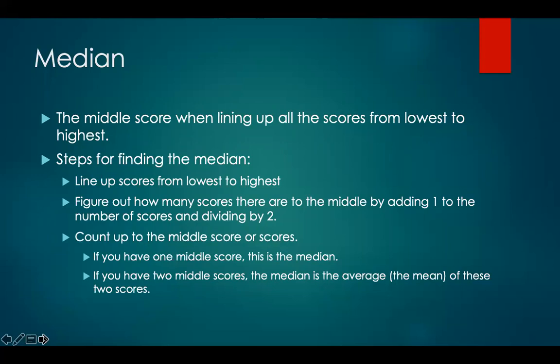Now, if you have 1 middle score, this is the median. That will be the case if you have an odd number of scores in your distribution. But if you have an even number of scores, you'll have 2 middle scores. And in this case, the median is the average or the mean of these 2 scores.